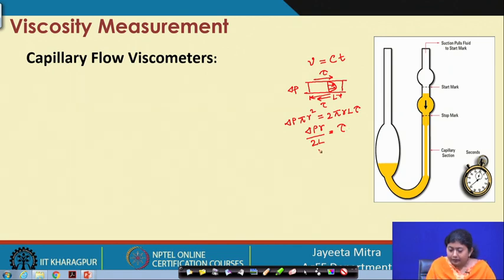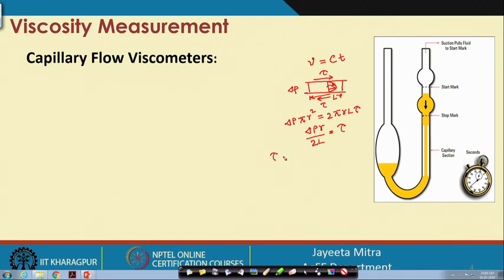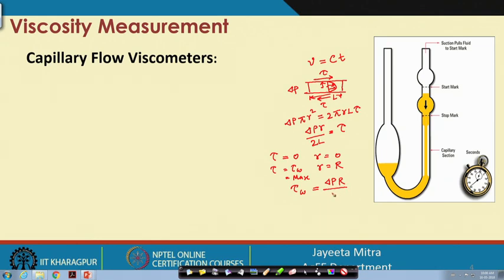Now, we know that in case of a pipe flow, at the center the shear stress and shear rate will be equal to 0 when r equals 0, and shear stress will be equal to tau w, or maximum, when r equals the outer radius capital R. Therefore, we can write the shear stress at the wall as delta P R by 2 L.